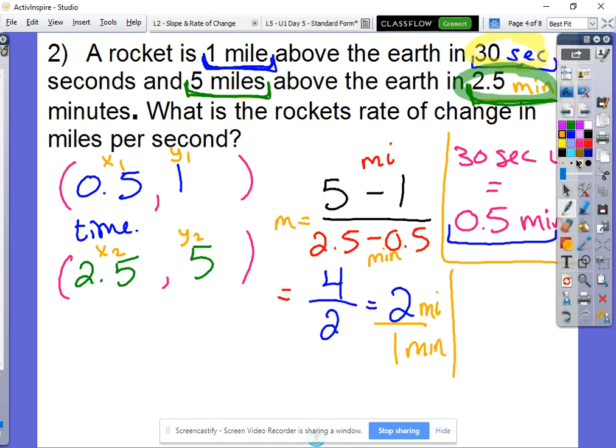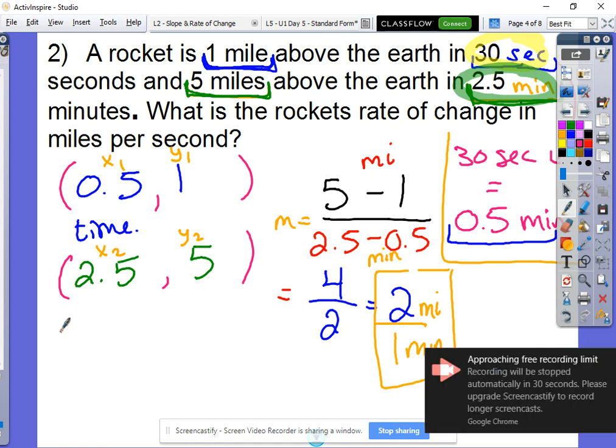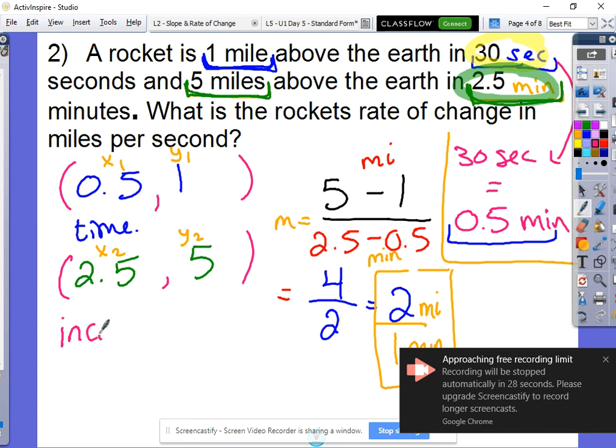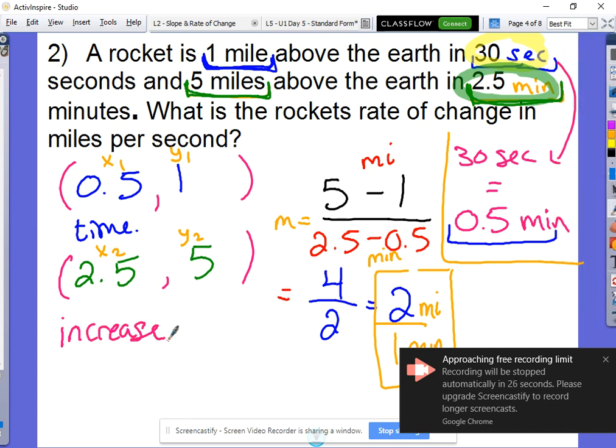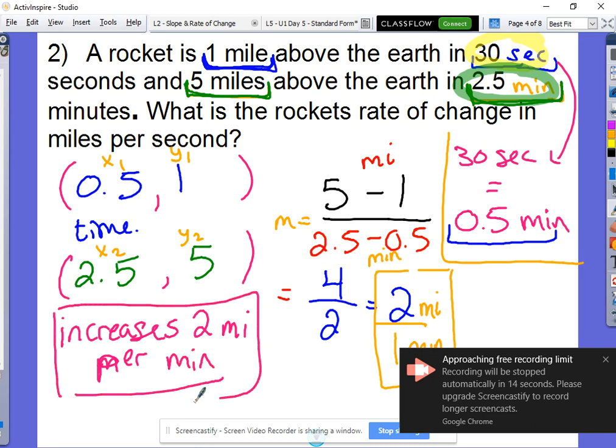So if we summarize that in words as a sentence, our sentence would be that the altitude, or the height, increases 2 miles per minute. Per minute. There you go. The height of our rocket is increasing 2 miles every minute.